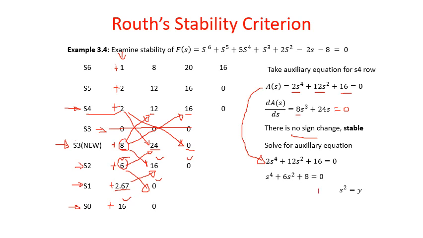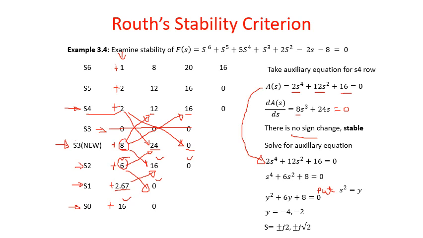Then we have to find out the roots of this equation. Hence, to find out in a calculator, we don't have s to the power 4. So what we do, we put s square equal to y. So y to the power 2 plus 6y plus 8 equal to 0. Solve this quadratic equation. We get y equal to minus 4 and minus 2.